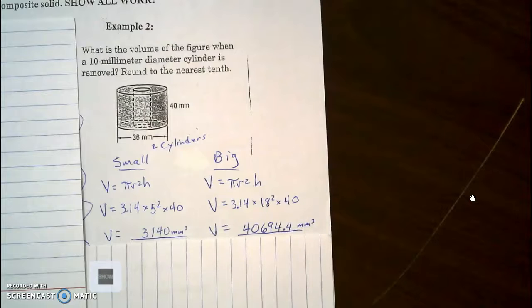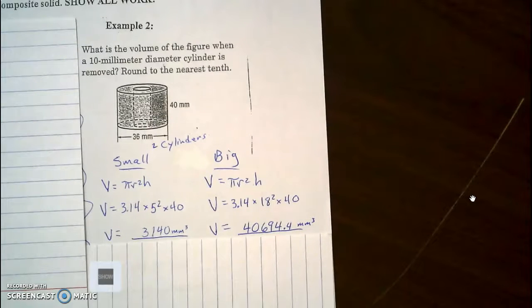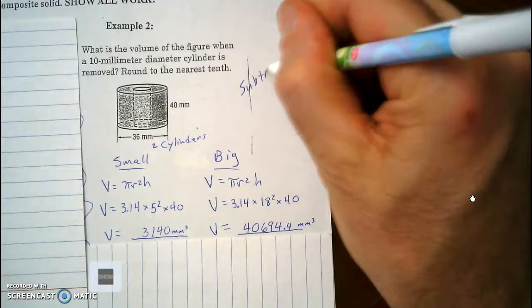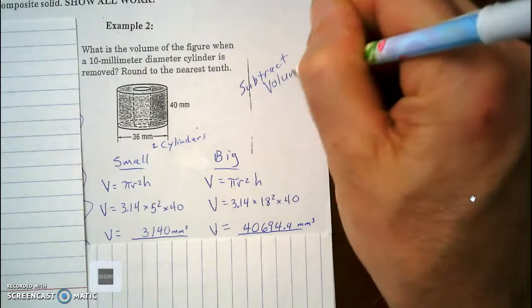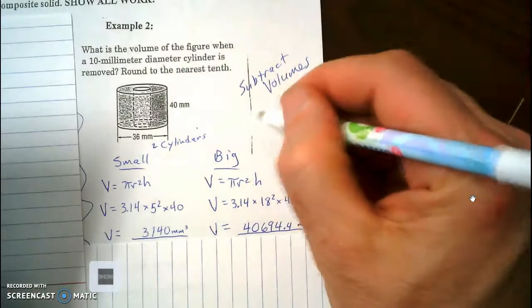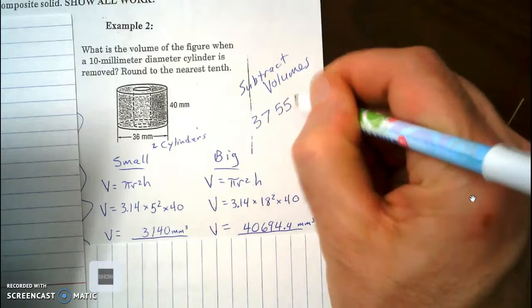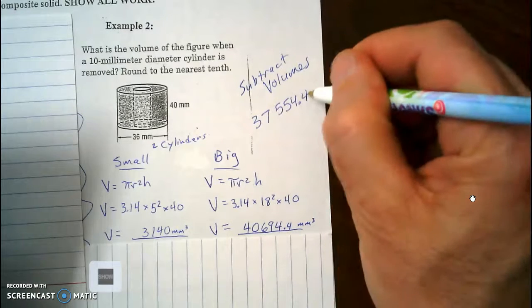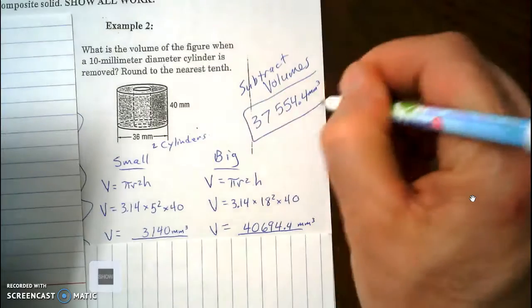Then you calculate, you get your two volumes, but here we will subtract volumes. So I will put these in the calculator. We have big numbers for this one, right? Because we have 18 to the second power. 40,694.4 minus 3,140, and that leaves us our final answer, 37,554.4 millimeters cubed. So again, that's our final answer.